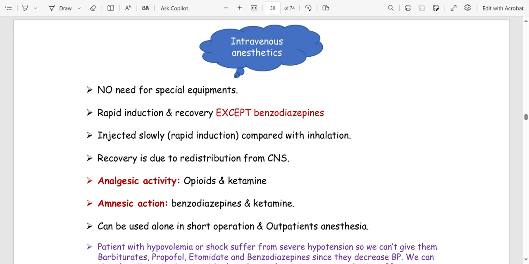So, analgesic activity is going to be produced by opioids and ketamine, while amnesic action is by benzodiazepines. Like amnesia, you go quiet, like you want to sleep. That one is going to be produced by the benzodiazepines. Also, ketamine can produce amnesia.